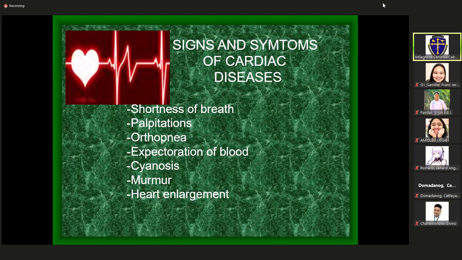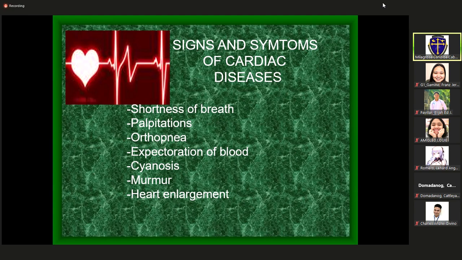Then, sometimes, orthopnea, yung feeling mo na of breathlessness, para kang nalulunod. The only time that you would be relieved from orthopnea is the orthopneic position, which is your recumbent position, or sitting or standing. In this manner, you would be relieved from orthopnea. Then sometimes expectoration of blood. Okay? Then cyanosis. When you auscultate the heart, you can hear murmur.